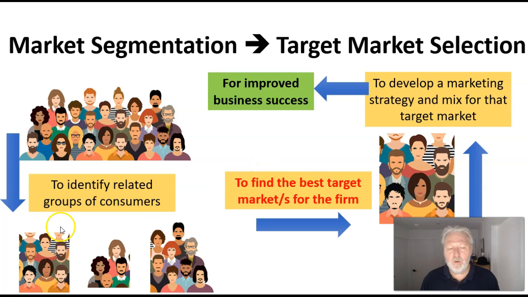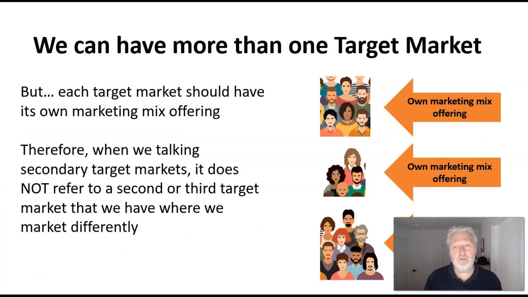Once we've done this segmentation process, we then move to target market selection, and we pick one or more of those to be our target markets. For the company, our end goal is to improve our business success, be more competitive and make more money over time. And we do that by developing a positioning, a strategy, and a marketing mix that is relevant to that segment only, or that target market for us.